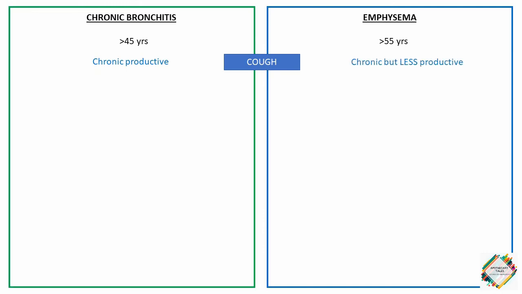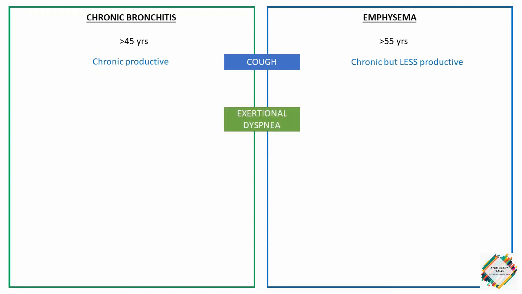So predominant chronic bronchitis typically has an insidious onset after the age of 45, whereas in case of emphysema it occurs after the age of 55. Talking about the cough pattern, a chronic productive cough is the hallmark of chronic bronchitis, and it occurs first in winter and then progresses to year-round and is usually worse in the morning. Smoking cessation can help lessen the productive cough. Now talking about the cough pattern in emphysema, it is more chronic but less productive than in chronic bronchitis.